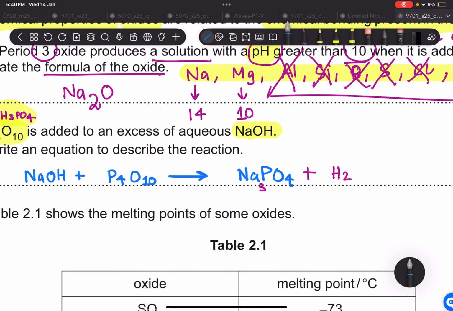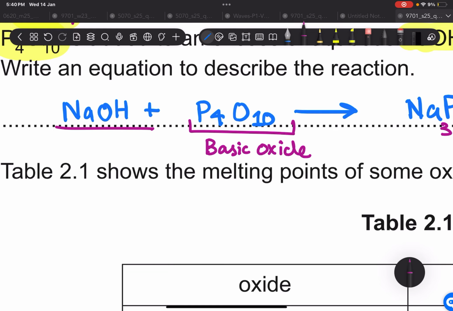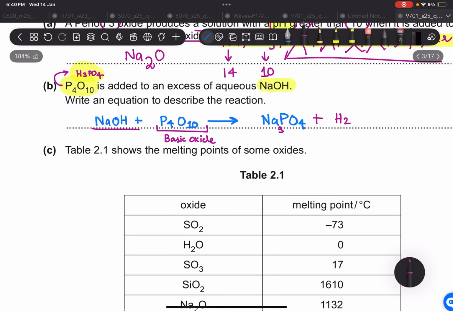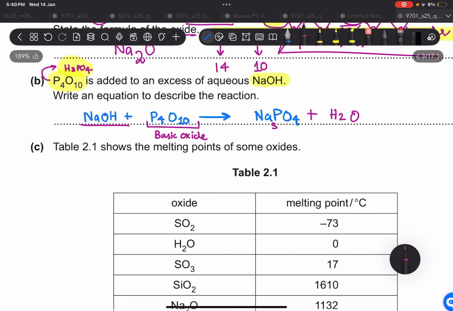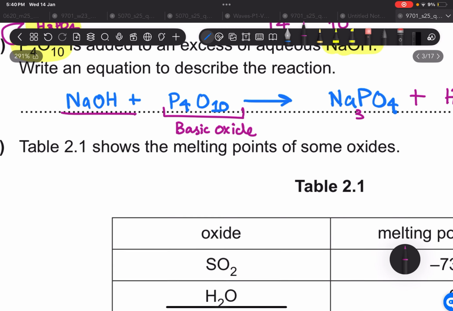So always remember that whenever you have a basic oxide, this one right here is our basic oxide, and you make it react with an alkali, what do you form? You form salt and water, H2O. Now I guess this equation is not balanced. We need to balance it out.